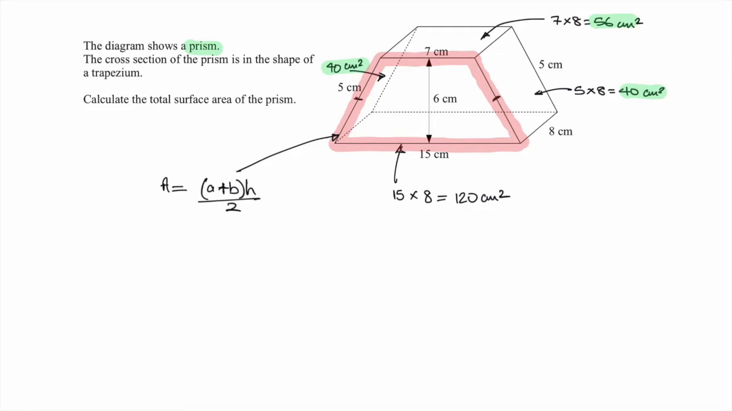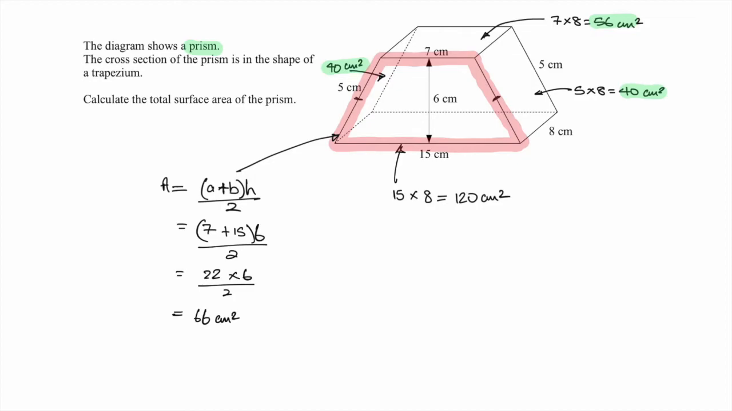Don't forget this is the perpendicular height. So let's identify the parallel sides. One of them's there, the other one is there, and those need to be added together. So that's going to be 7 add 15. You multiply by the perpendicular height, which is 6, and then you divide that by 2. Now 7 add 15, that's going to give me 22 times 6 divided by 2. And then I half that 22, I get 11 times 6, that's 66 centimeters square.